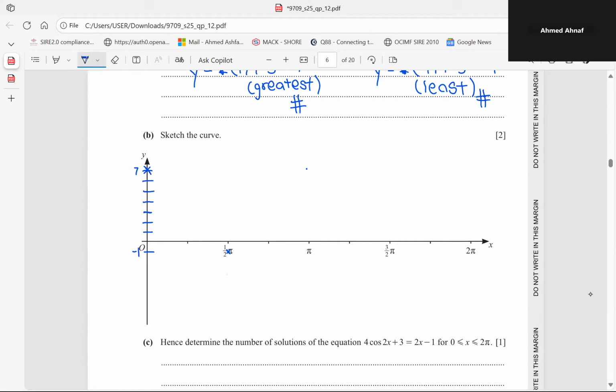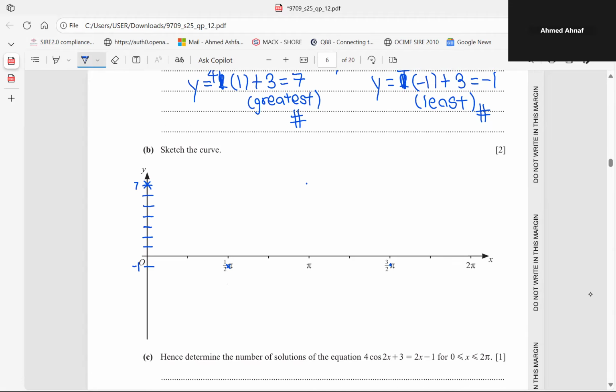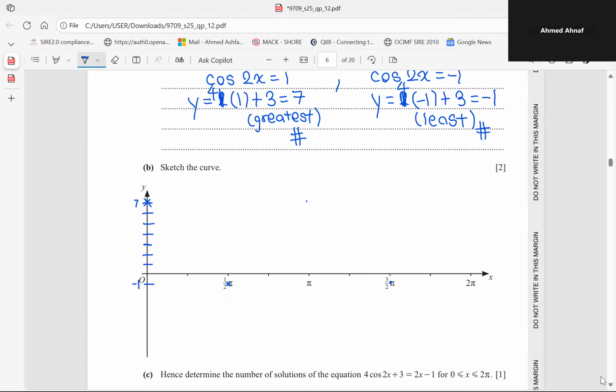Okay, just mark it with a dot and let's do it for 3 over 2 pi. That would give us negative 1. Okay, that should be somewhere here. All right, and now let's do it for 2 pi, which is equal to 7. Yeah, so these are our points. Let me label them more clearly.